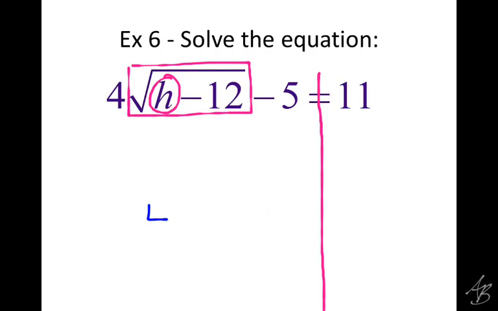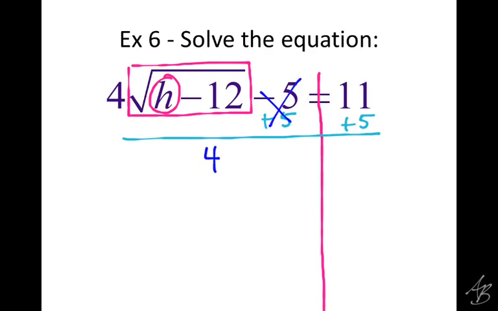All right, so we're going to get rid of the minus 5 by doing what? Adding 5. So we add 5 on both sides. On the left side, when those 5's cancel, we still have that 4 outside the square root. So we have 4 square root of h minus 12 equals 16. I still don't have the square root by itself.